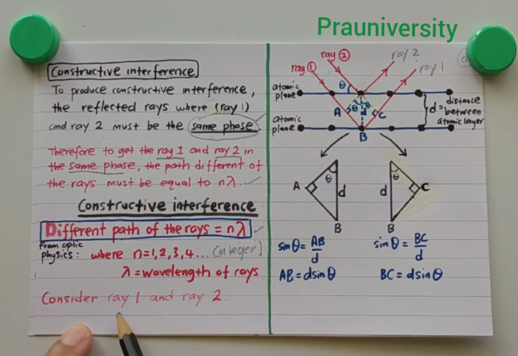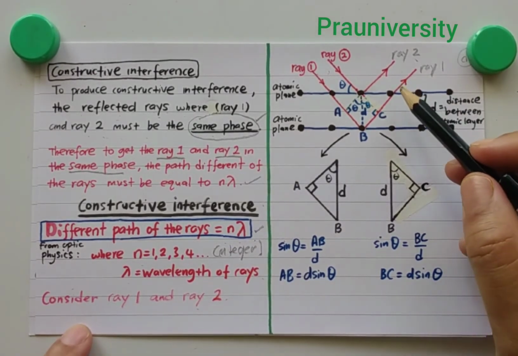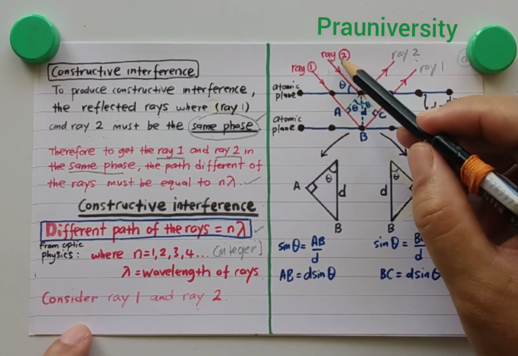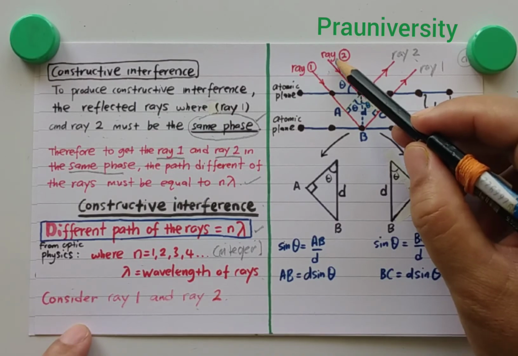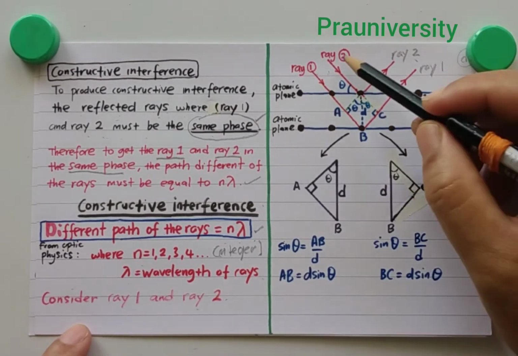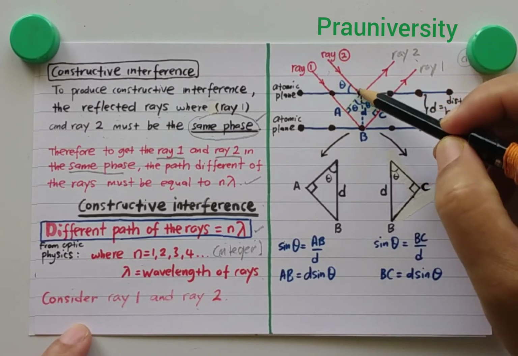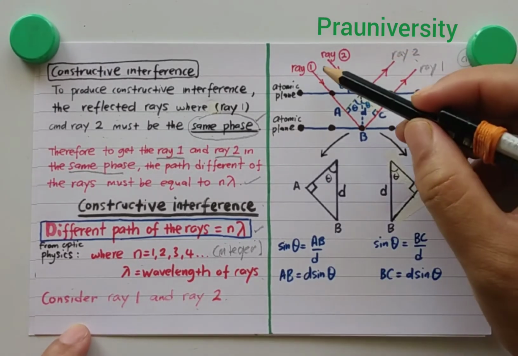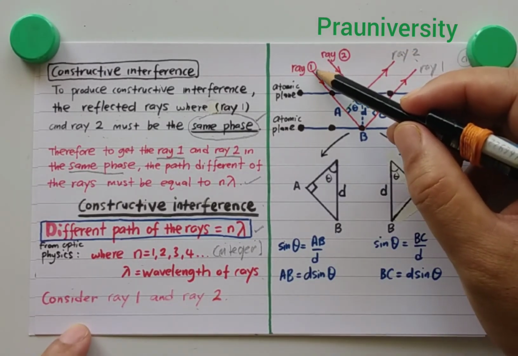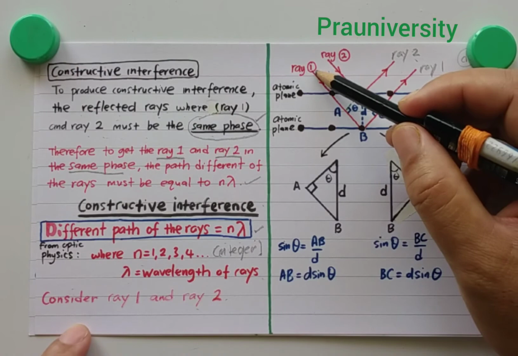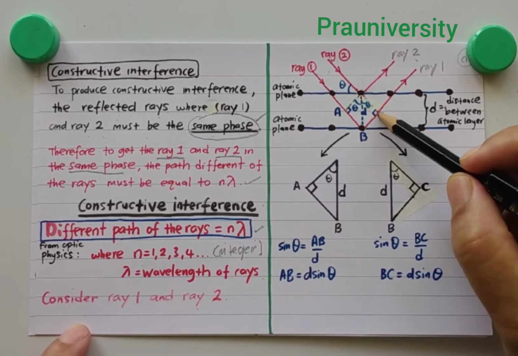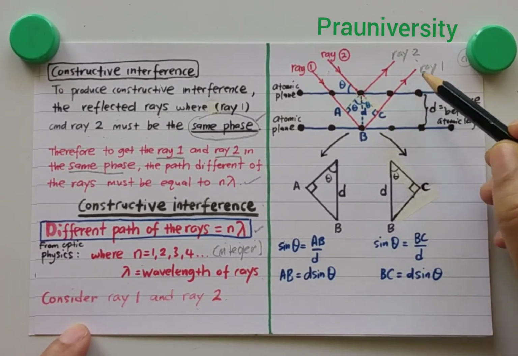Okay, so consider ray 1 and then ray 2 here. So we focus on this diagram. Focus on ray 2 first. Ray 2 propagates and then hits the layer of the atom, and after that ray 2 is reflected. Now we focus on ray 1. So what happened to ray 1? Ray 1 goes through and then hits the second layer of the atom, and after that ray 1 is reflected.